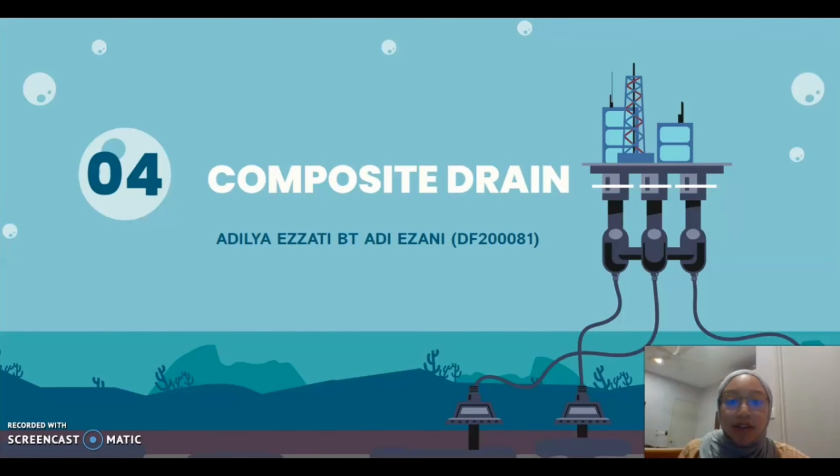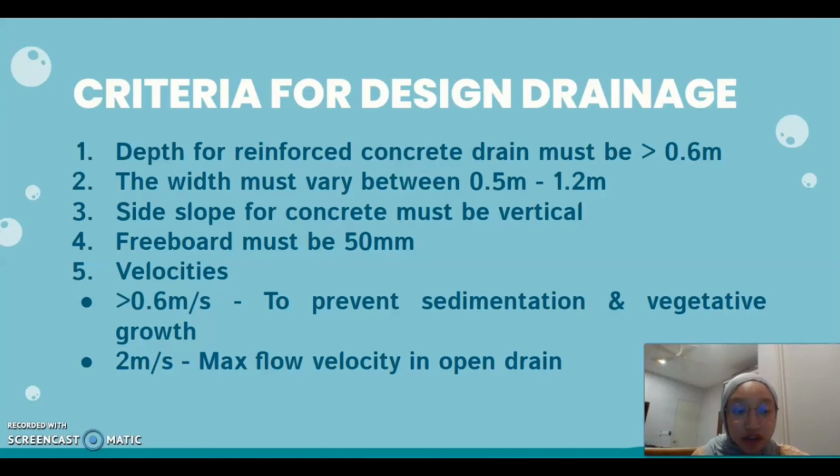Today I'm going to explain about the composite drain. There are many criteria for design drainage. The first one is the depth for reinforced concrete drain must be more than 0.6 meter. The width must vary between 0.6 to 1.2 meter. And then the side slope for concrete must be vertical.